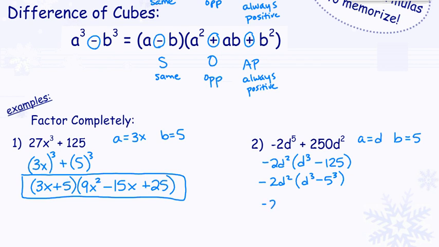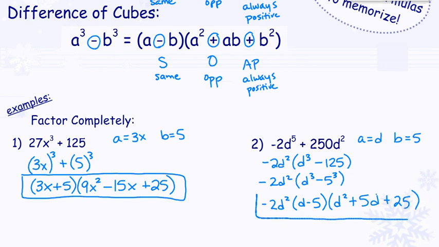So using the difference of cubes formula, the first part was a minus b, so for us that will be d minus 5. And the second part was a squared, so that will be d squared, plus for the opposite sign. And then the next part of the formula is a times b, so that will be 5 times d, and then plus for always positive. And then the last part is b squared, and for us that will be 5 squared, so 25. So make sure you still have the negative 2d squared as part of your answer. And there's the completely factored form for that one.